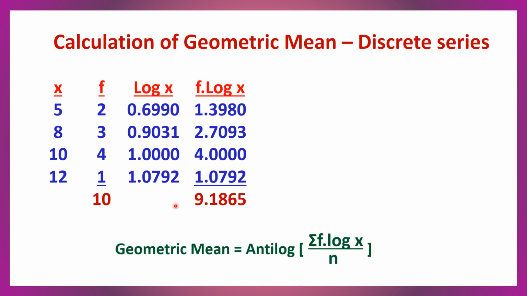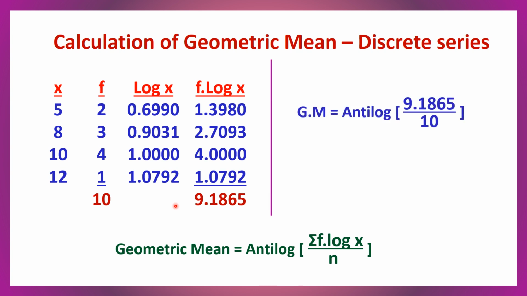And then apply the formula. Geometric mean is equal to antilog of sigma f into log x divided by n. By applying these values in the formula, we get it as antilog of 9.1865 divided by 10. That is antilog of 0.91865 and the geometric mean is 8.292.